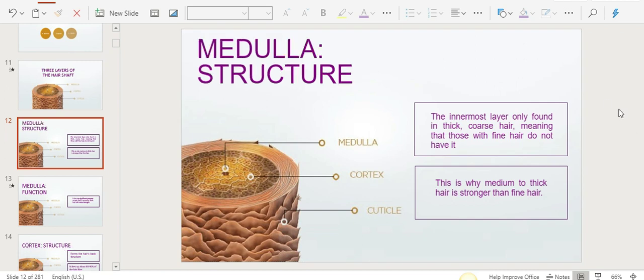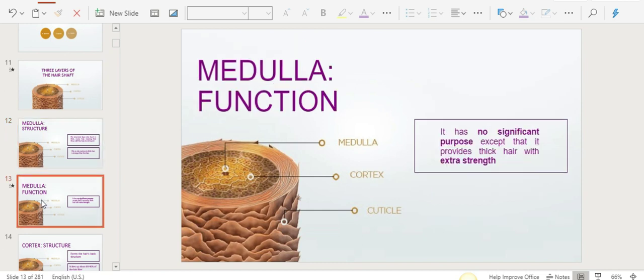Alright, so the innermost layer, that is the medulla, that you can see here, it's very tiny. One thing you should keep in mind is that this layer is quite unique actually, because it is only found in coarse hair. Now in the next module when we talk about hair typing, I'm going to be going into more detail about coarse hair, fine hair, and whatnot. But for now, just keep in mind that if you have fine hair, chances are that you do not have this medulla layer. It is only found in medium to thick hair, and that's why medium to thick hair is usually much stronger than fine hair.